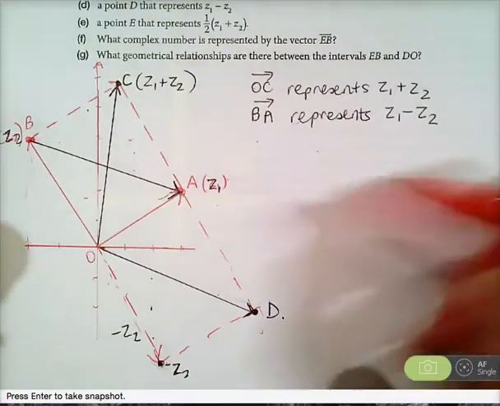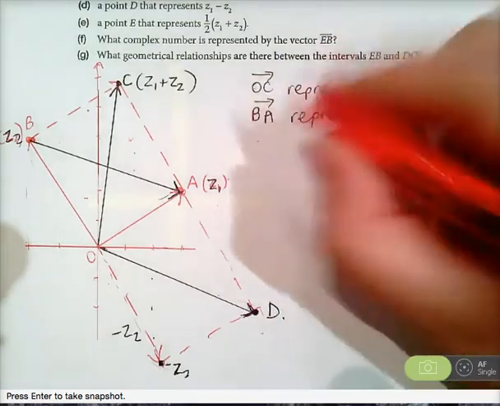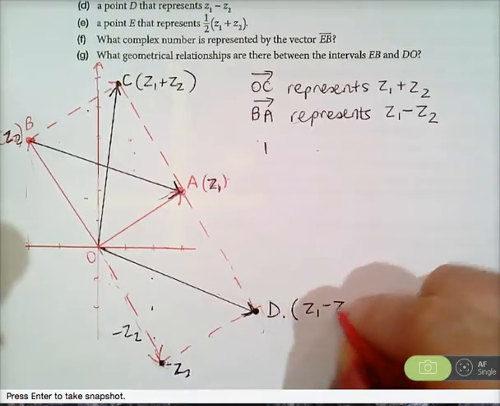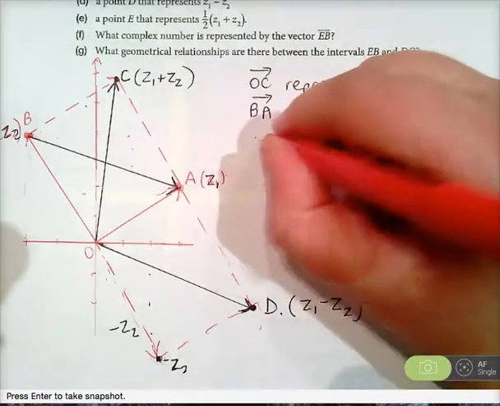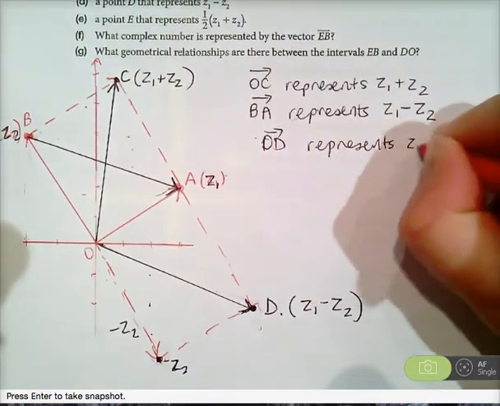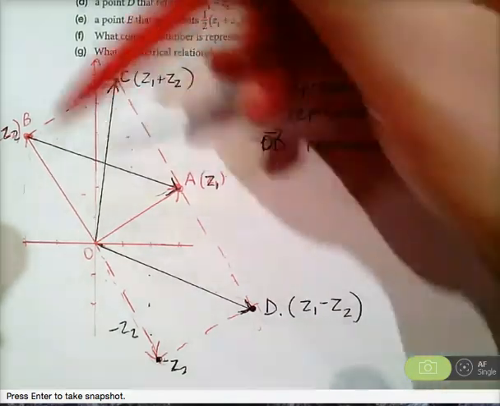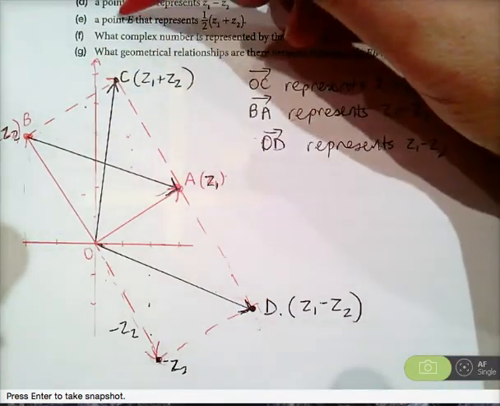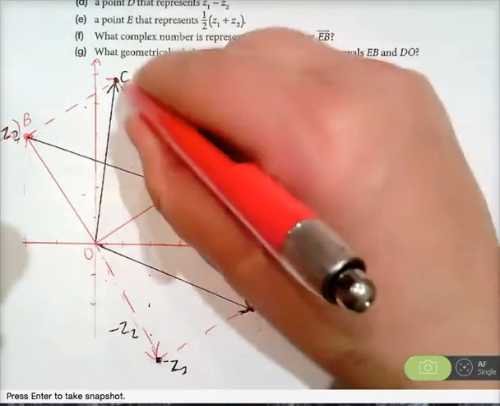So the point D, there it is down there, that represents Z1 minus Z2. But the vector BA also represents Z1 minus Z2, and also the vector OD also represents Z1 minus Z2. They both do, okay? Now, because one of them, this is the position vector and that's the free vector. Okay, now the point E, that represents a half of Z1 plus Z2. Now there's Z1 plus Z2 along here. Point C is Z1 plus Z2, or the vector OC represents Z1 plus Z2.